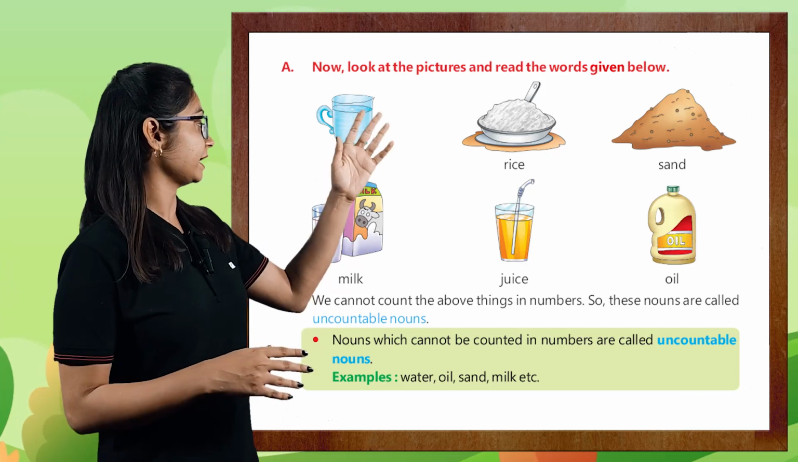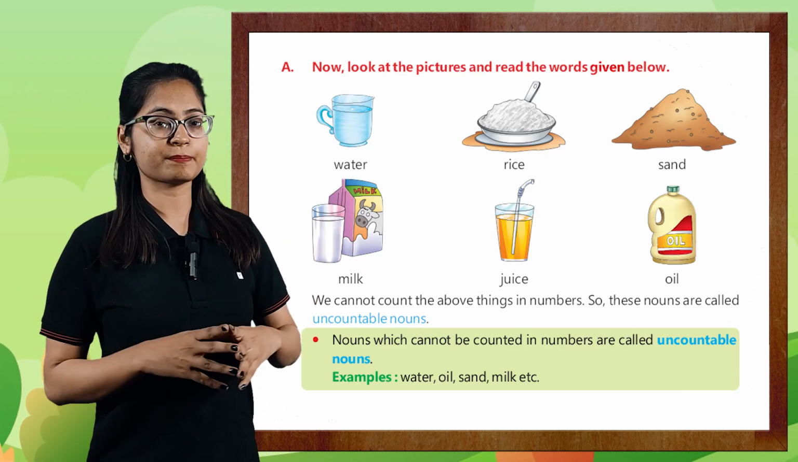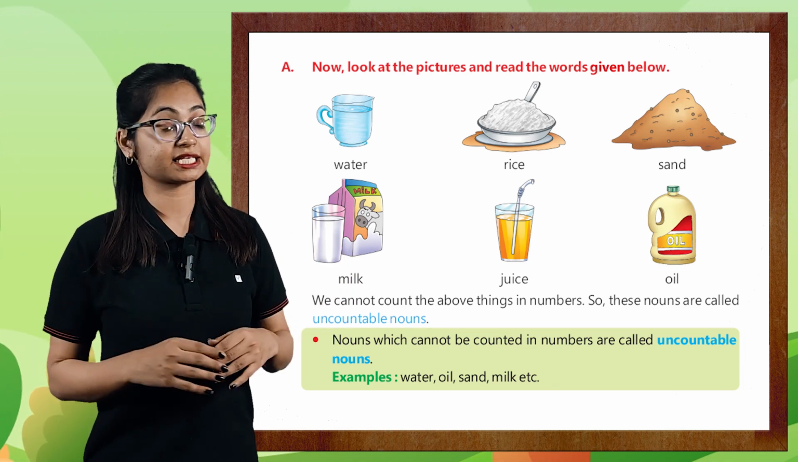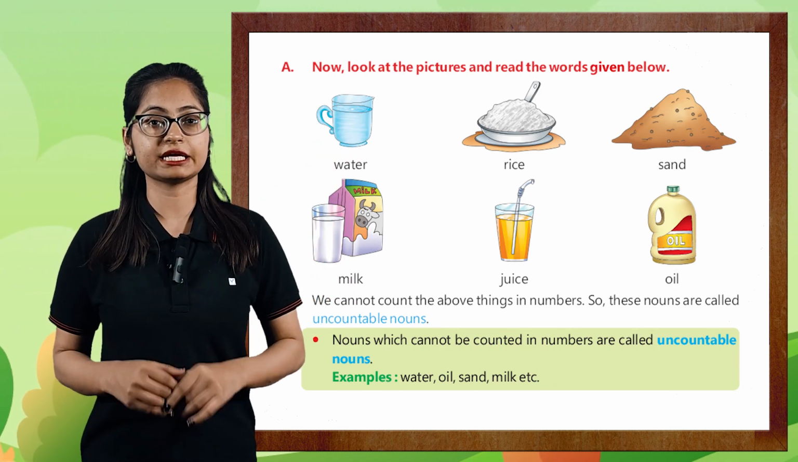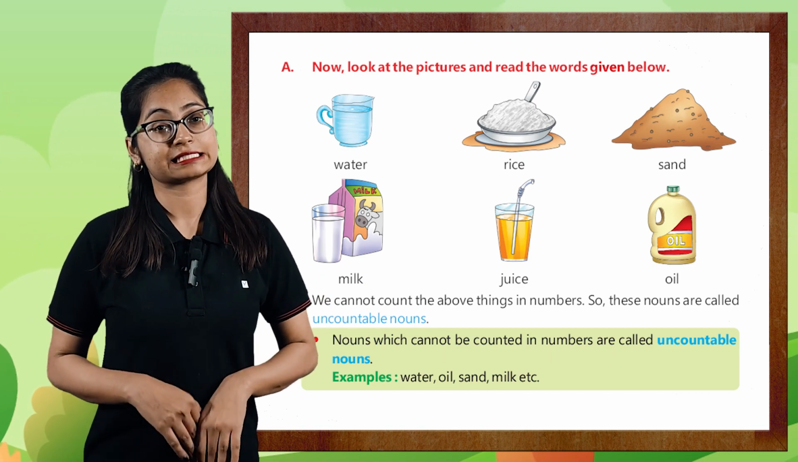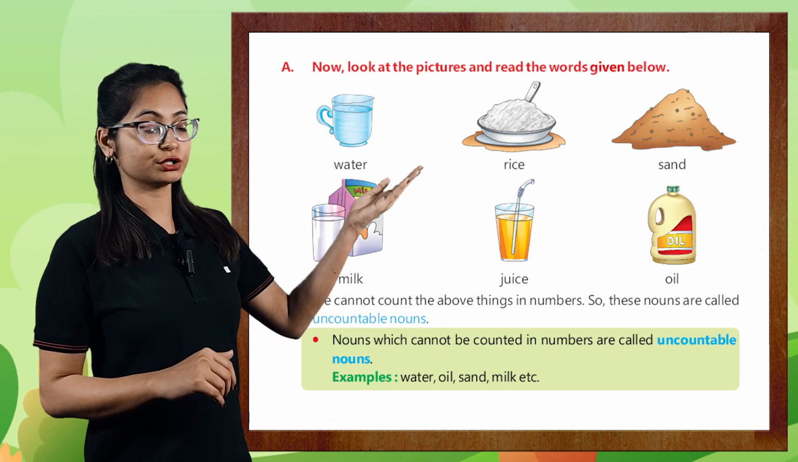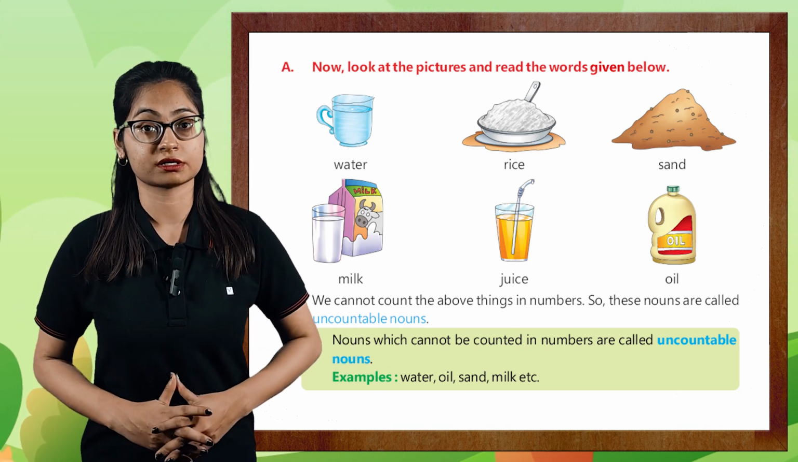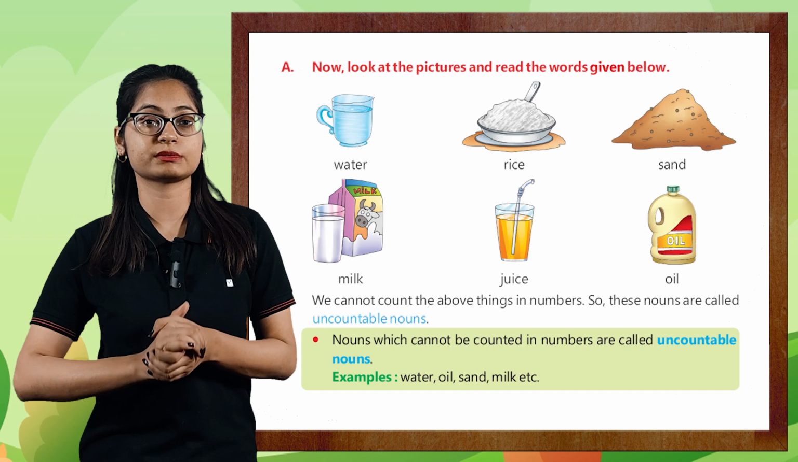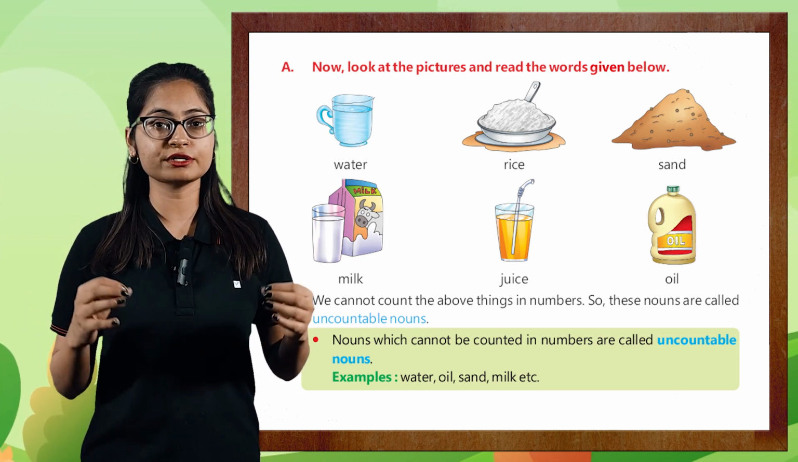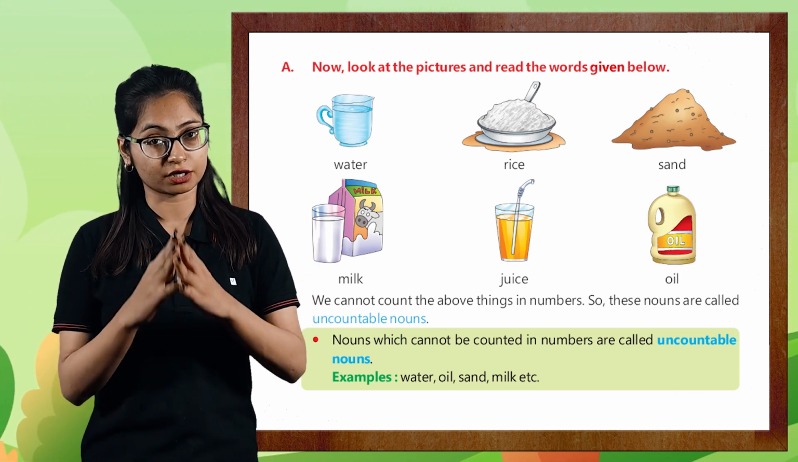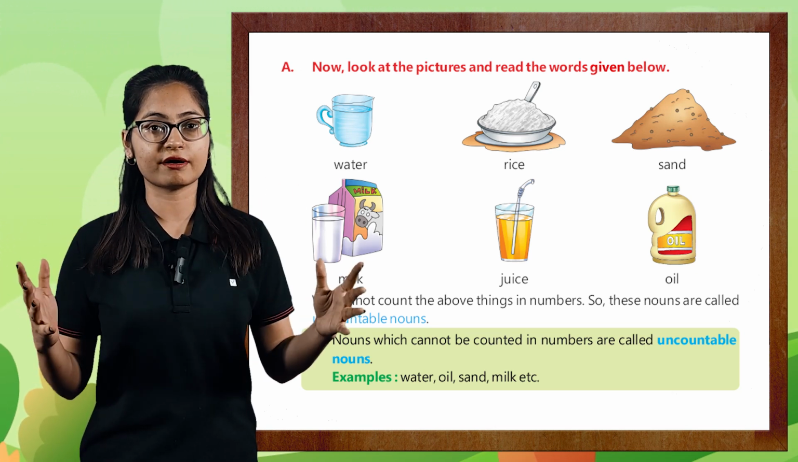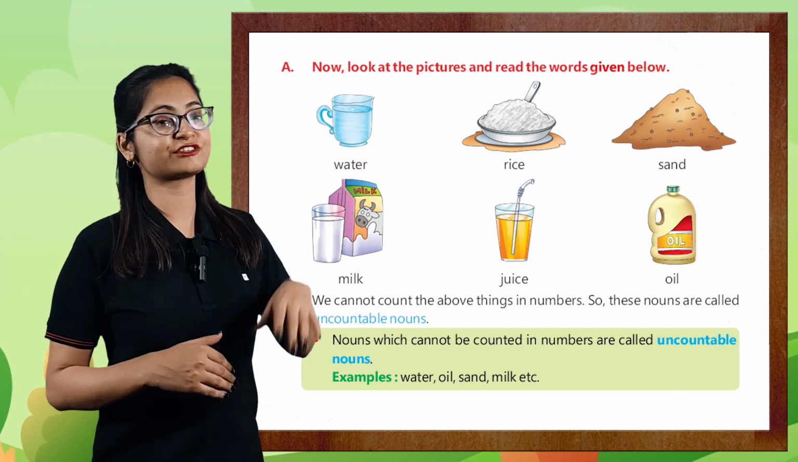Moving next to part A. Now, look at the pictures and read the words given below. Let's start reading: water, ice, sand, milk, juice, oil. We cannot count the above things in numbers. So these nouns are called uncountable nouns. Nouns which cannot be counted in numbers are called uncountable nouns. Examples, water, oil, sand, milk, etc.